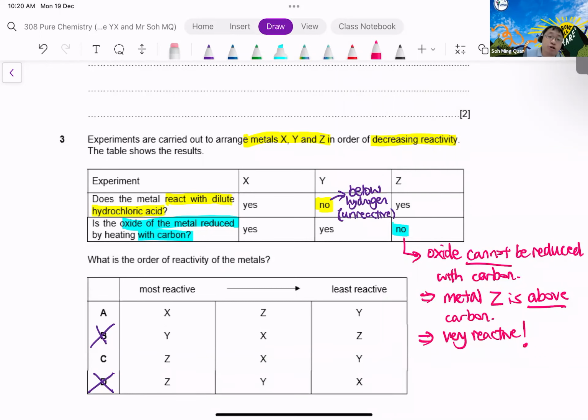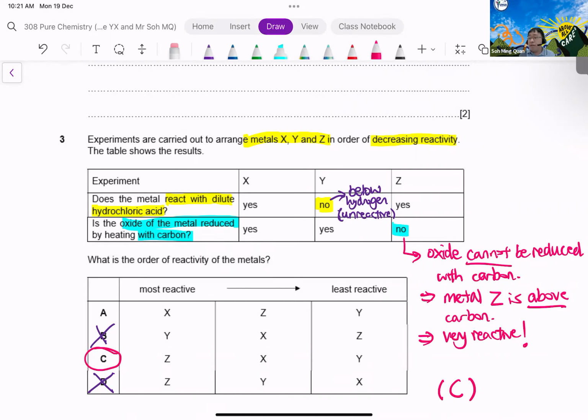So most students get tricked in the second question. Most students know the first question, but they don't know the second question. So don't get tricked. Whatever I've highlighted in blue, together with the annotations, please take down. Okay? So if you know that it cannot be reduced by carbon, this means that the metal is very reactive. And with that, we come to the conclusion, the most reactive must therefore be Z. Therefore, the answer is C.